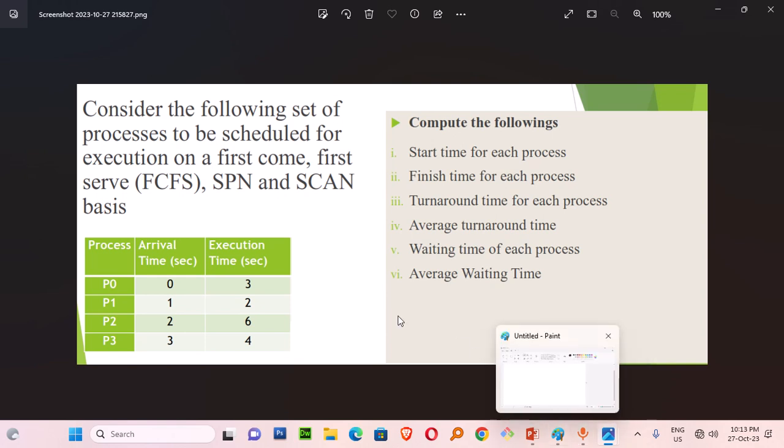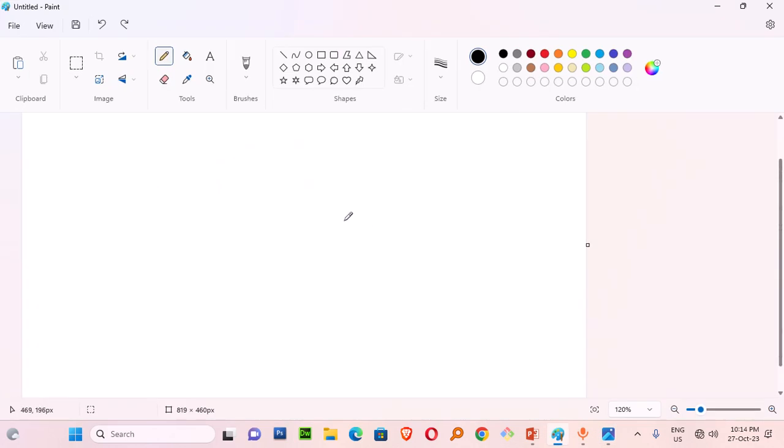Let's dive into the solution and see how we calculate this kind of process. To start, let's draw a simple table so that we can follow how to calculate it. As the question was saying, I will simply draw a small table here like this.